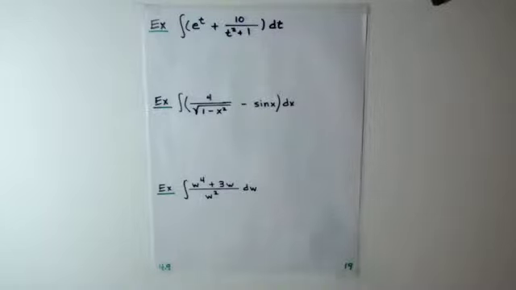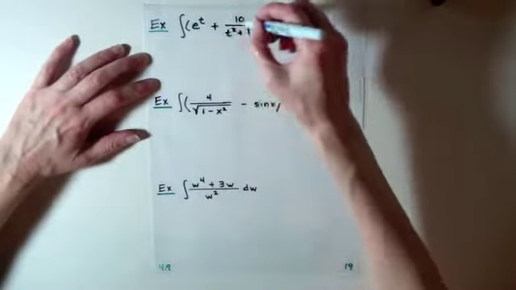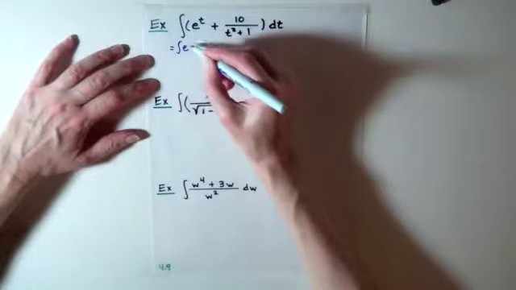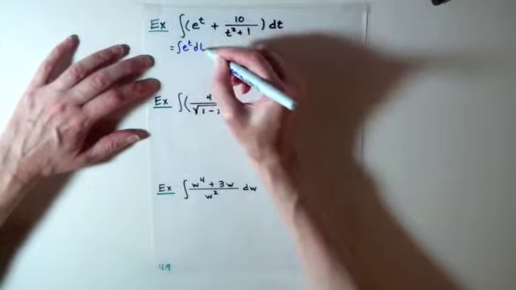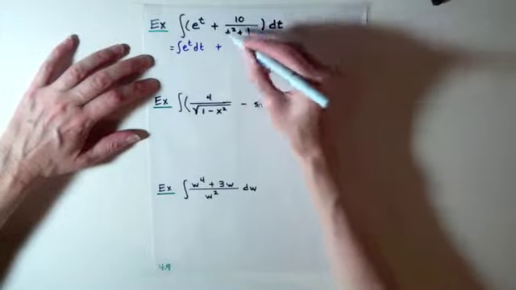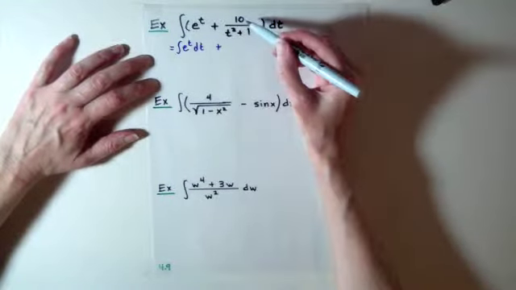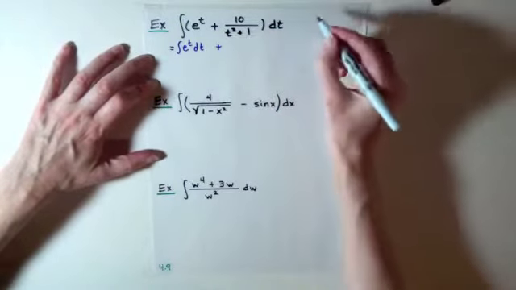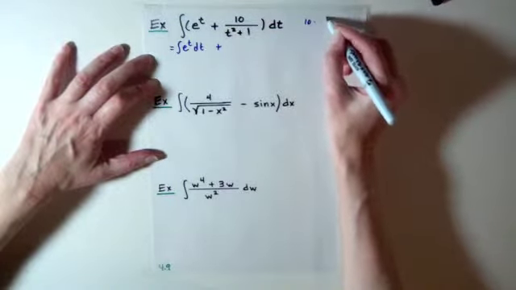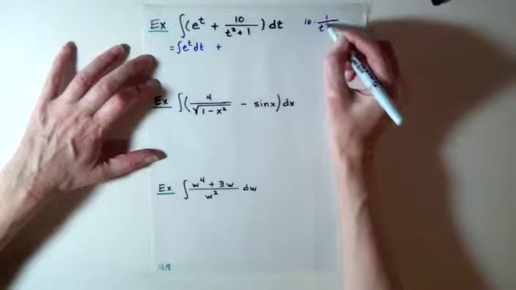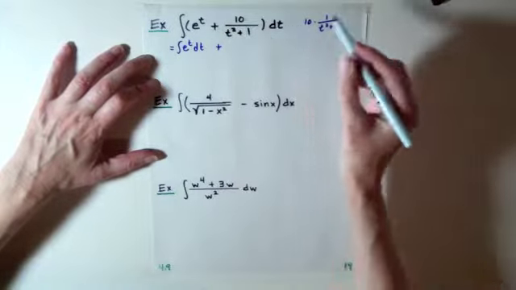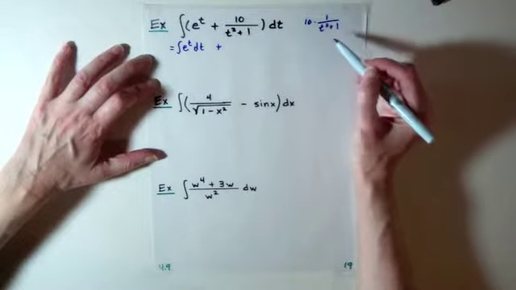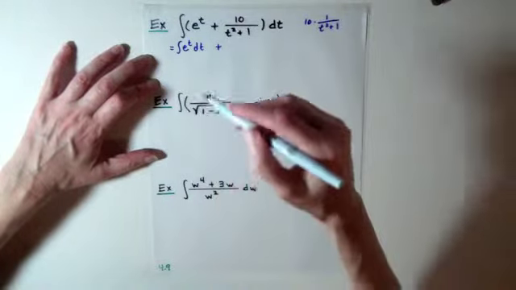Okay, let's try this one together. Again, I have two terms, so I can break this up and integrate term by term. I can do the integral of e to the t dt and this other integral separately, and I'm noticing this is 10 over t squared plus 1. I could think of that as 10 times 1 over t squared plus 1. So I'm recognizing that 1 over t squared plus 1 from the formulas on the previous page.